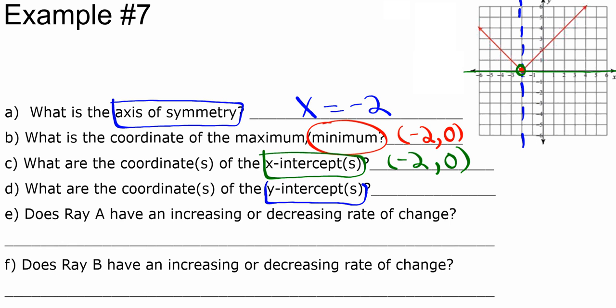My y-intercept is where the graph crosses the y-axis, which happens to be at the point (0, 2). My intercepts are always 0 for the other letter, and then the value for either the x or the y.